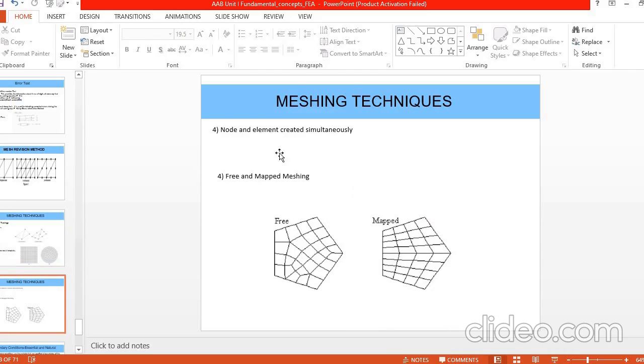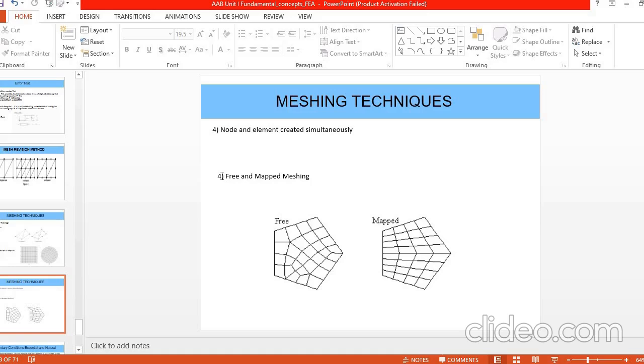Next is node and element created simultaneously. Nodes and elements created simultaneously means, suppose you have a plate with a center hole and you want to create a surface or element on the hole. So you have to first create nodes on the outer surface of your circle, then connect these nodes by beams or columns to create an element. So this is the method, nodes and elements created simultaneously.